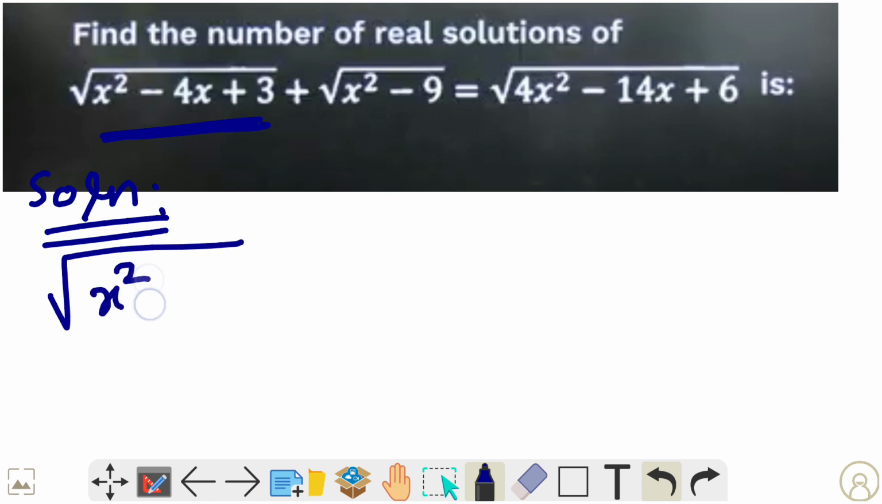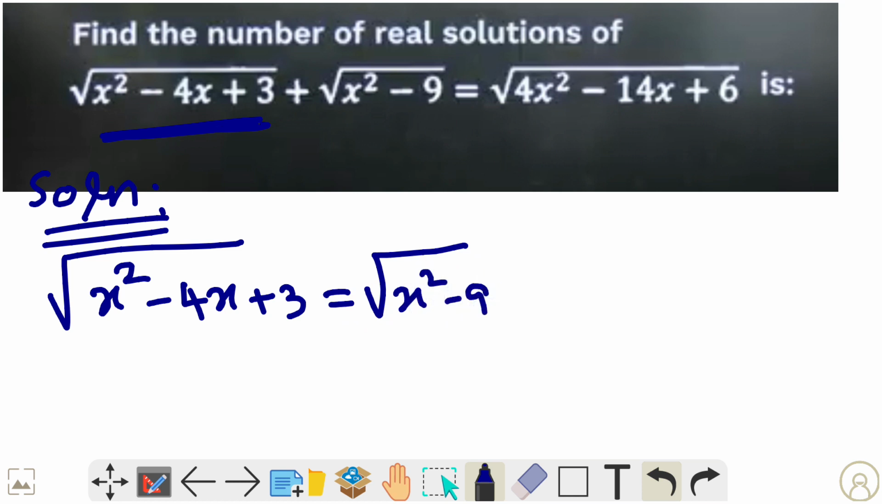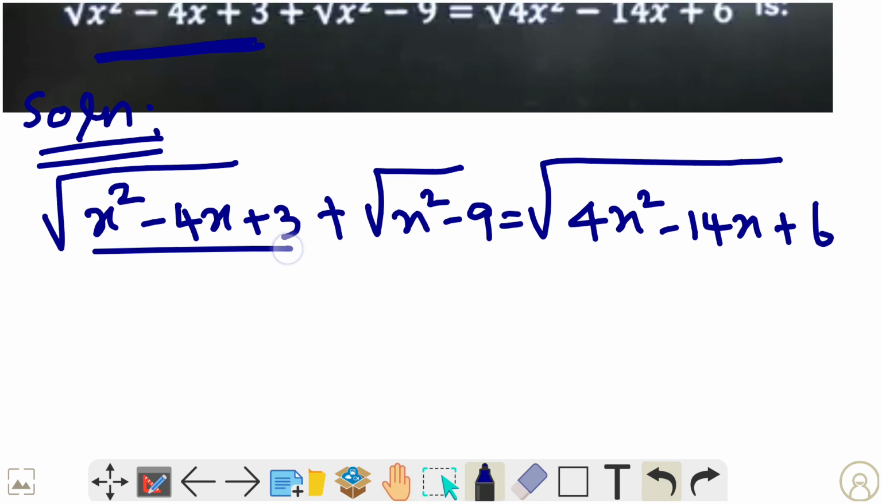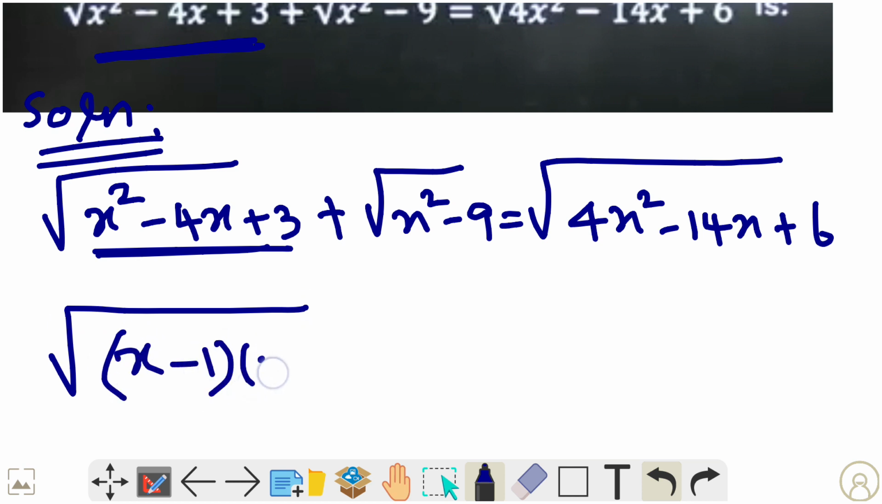First I just write the given equation: square root of x square minus 4x plus 3, sorry, this is plus, not equal, plus square root of x square minus 9, which is equal to square root of 4x square minus 14x plus 6. Second step: this is a quadratic equation, and a quadratic equation can be factorized into two factors. The first one, x square minus 4x plus 3, can be written as x minus 1 into x.